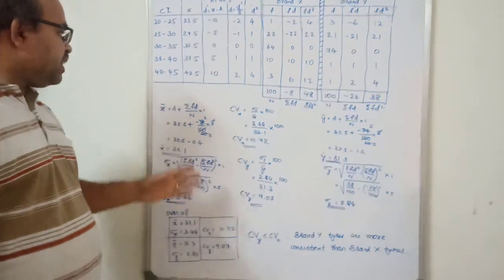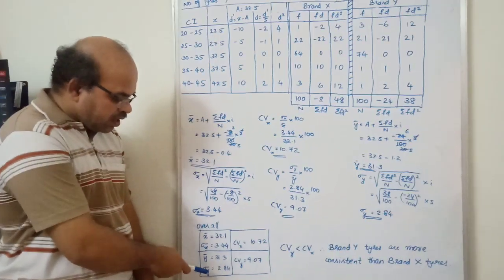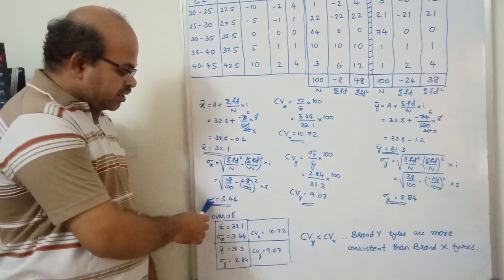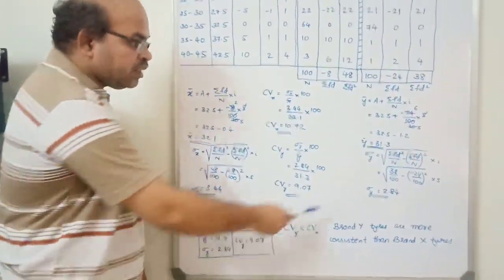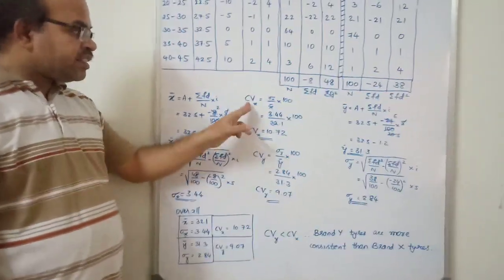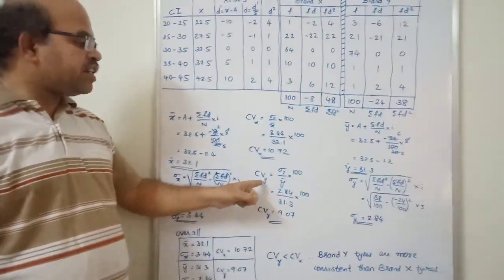So after calculating x bar, sigma x, y bar and sigma y, x bar is 32.1 and sigma x is 3.44, y bar is 31.3 and sigma y is 2.84. I have listed them. I have calculated CVX and CVY, the coefficient of variation of x and the coefficient of variation of y.